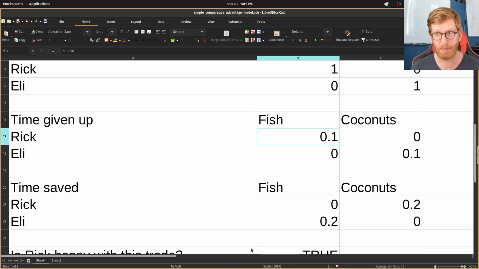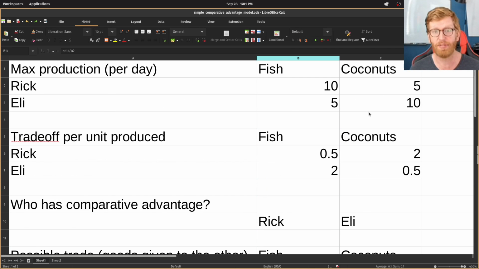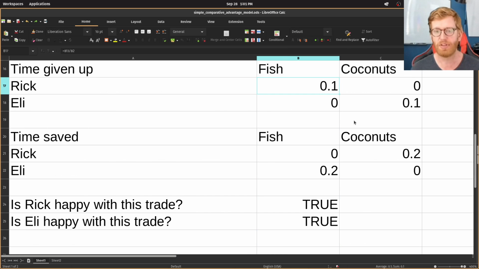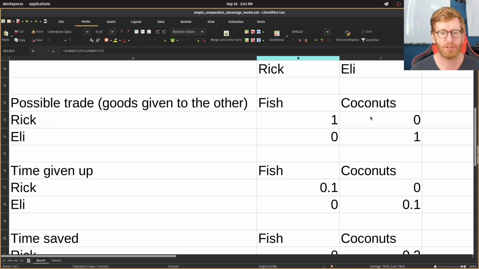And since this is symmetric, right, it was 10 and 5 and 5 and 10, the numbers work out the same on both sides. So we're both spending 1/10 of our day and we're both saving 20% of our day. And the result of this is because we're saving more time than we're giving up, we are on net happy with this trade. Now we could do things slightly funny.